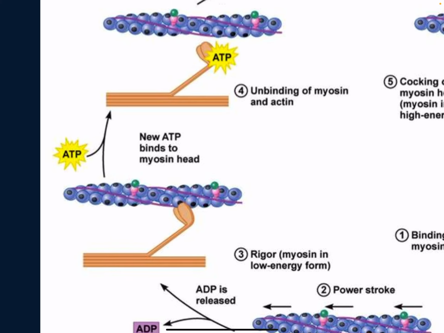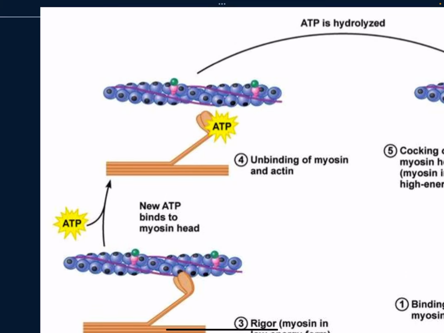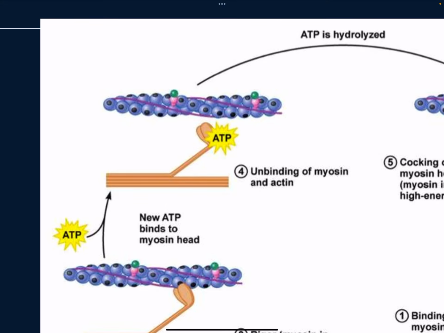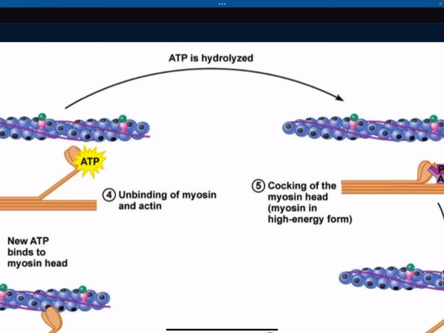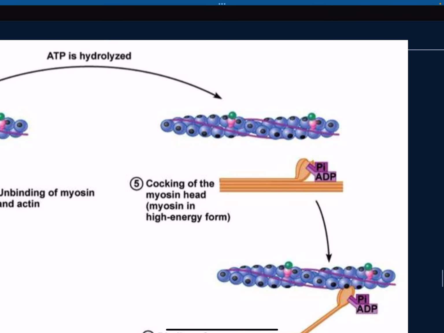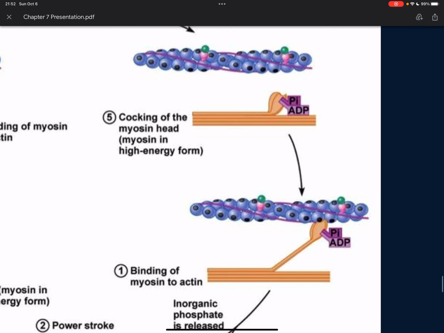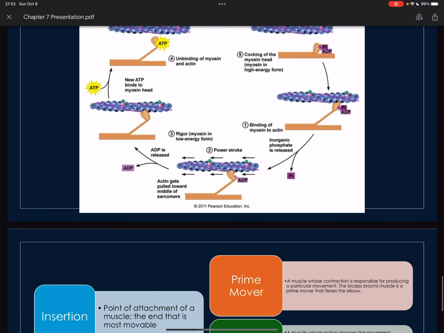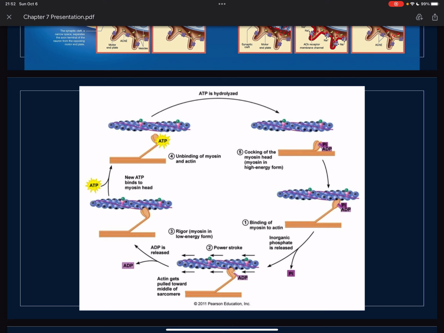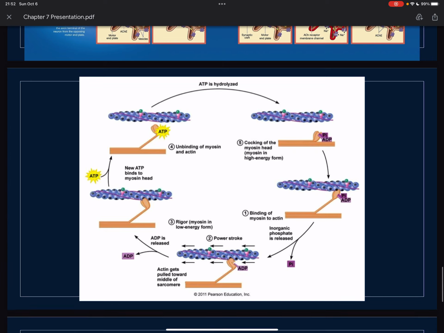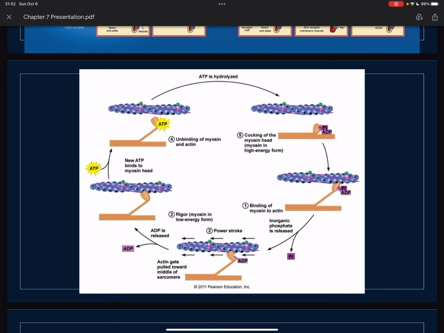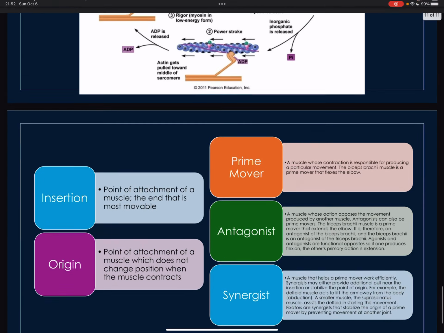New ATP binds to the myosin head. The unbinding of the myosin and actin happens. ATP is hydrolyzed, and right now is the cocking of the myosin head, the myosin in high energy form, and then it restarts. I don't have the image from that third or fourth presentation, but the ADP and the ATP are always getting recycled. They're being reused. It's a continuous cycle. And this binding and unbinding of these thin and thick filament proteins is always happening as well.